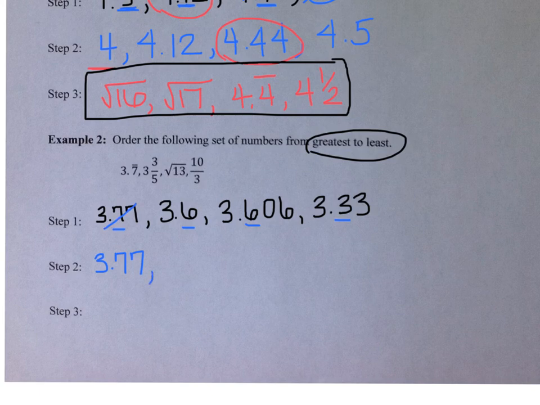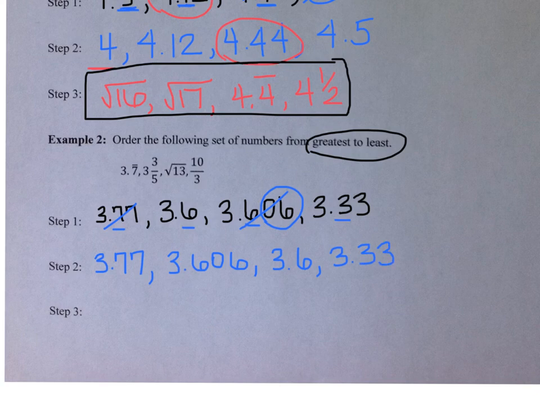All right, our next biggest number, we have actually 3.6 and 3.606. Well, if you see here, we have more numbers, so that is going to be the greater value. So you're going to write 3.606. And that means that 3.6 comes next. And the smallest, the least, is 3.33.